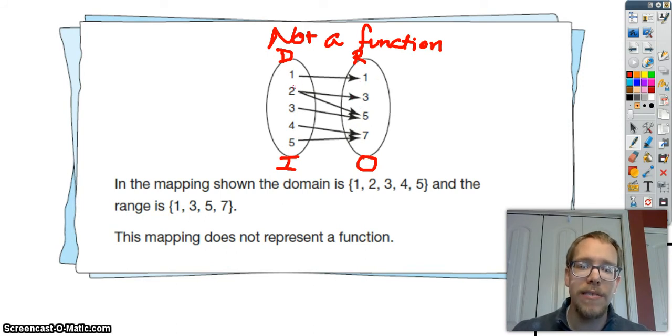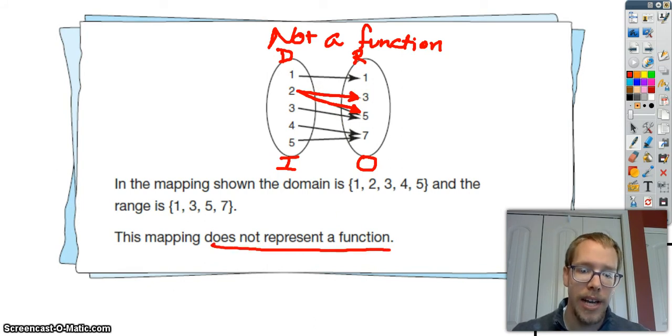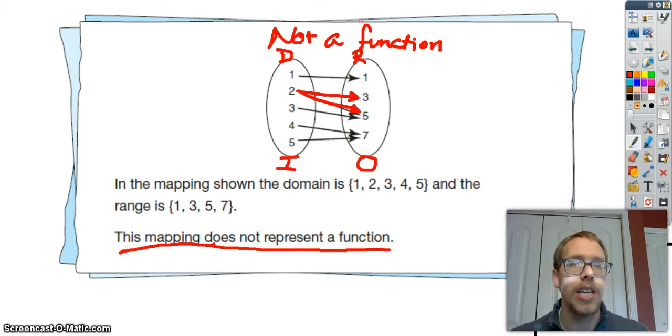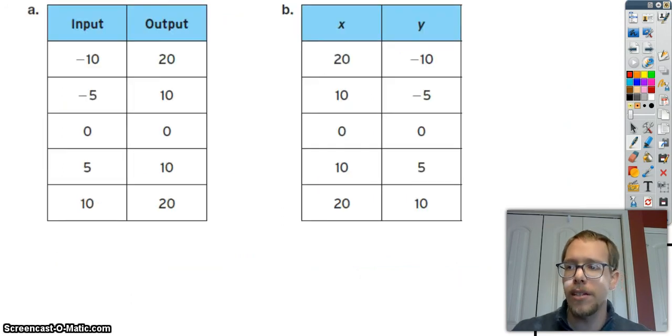Notice that the domain value 2 is associated with both the range value 3 and the range value 5. Notice one domain value is associated with two different range values. Therefore, this mapping does not represent a function. It's a relation, yes, but it is not a function. A function is a special kind of relation where each domain value is associated or mapped onto only one range value. So let's take a look real quick.